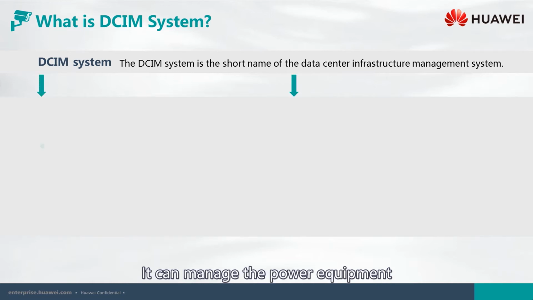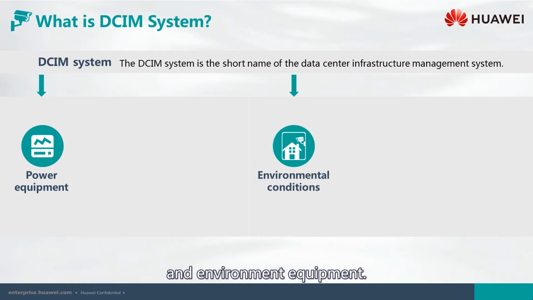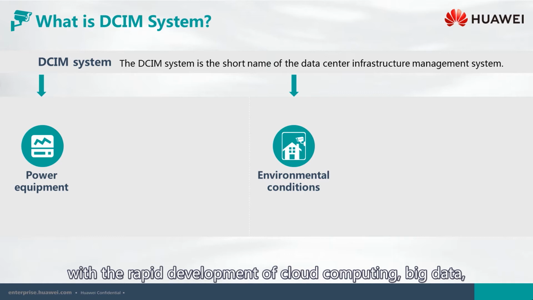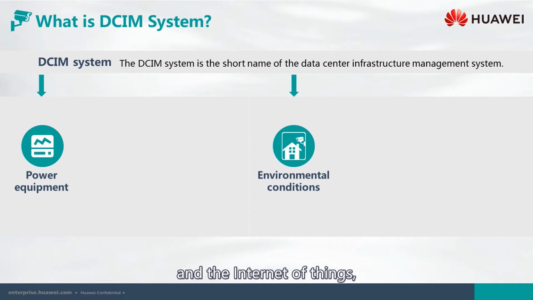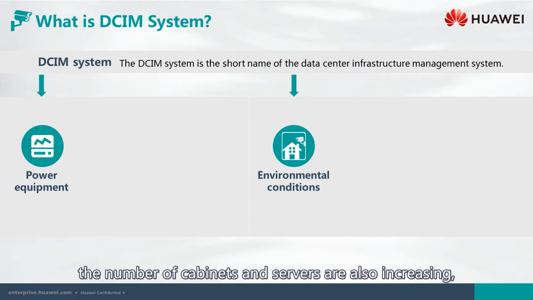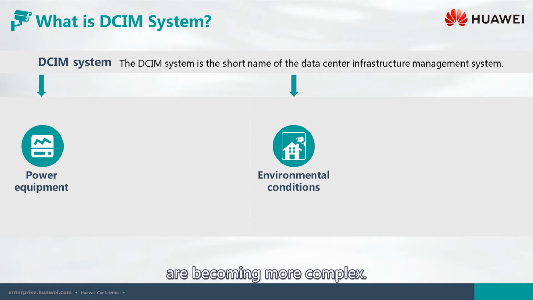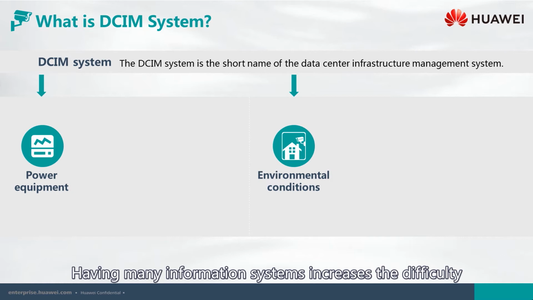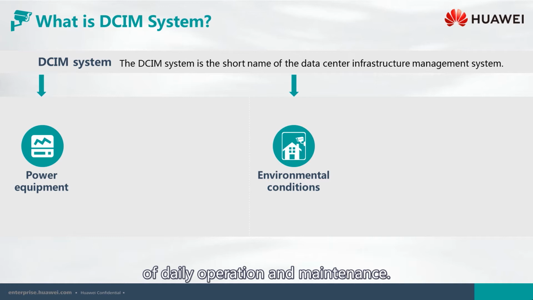It can manage the power equipment and environment equipment. Nowadays, with the rapid development of cloud computing, big data, and the Internet of Things, data centers are becoming increasingly large. Meanwhile, the number of cabinets and servers are also increasing, and data centers and monitoring systems are becoming more complex. Having many information systems increases the difficulty of daily operation and maintenance.